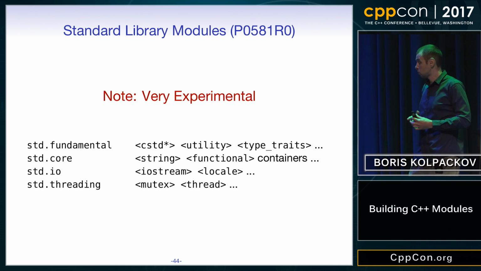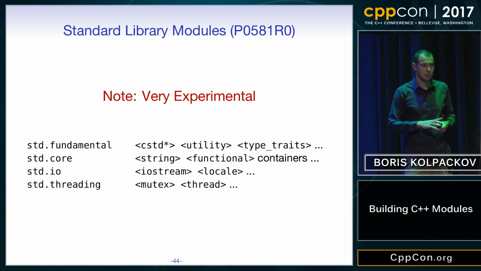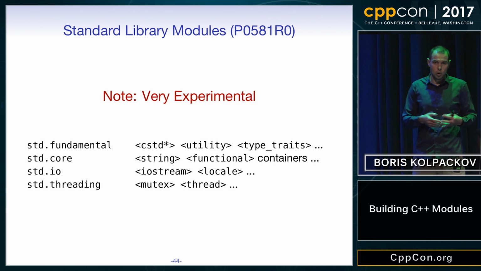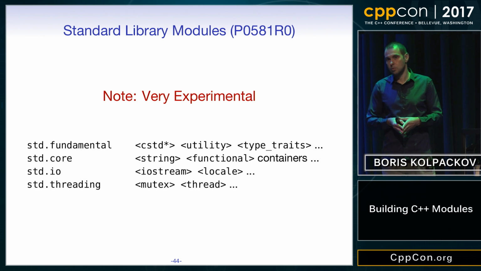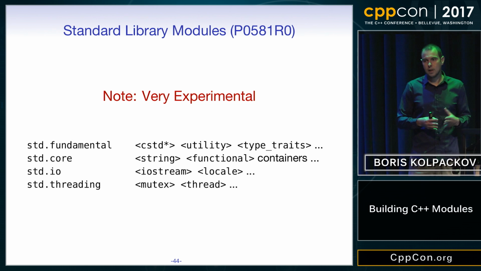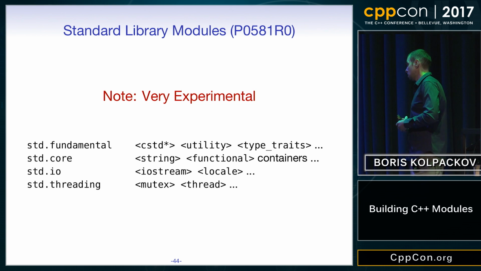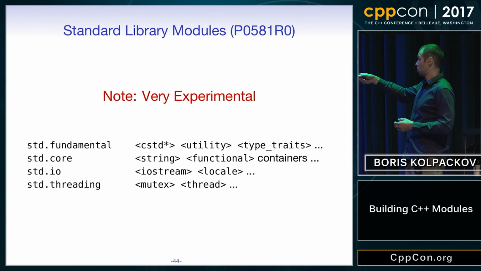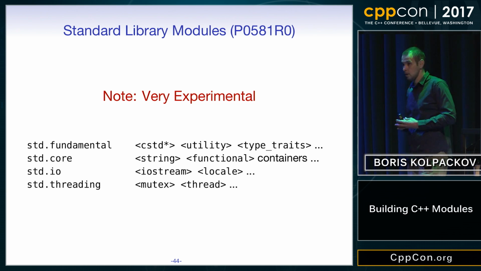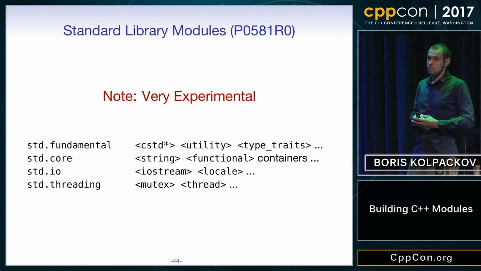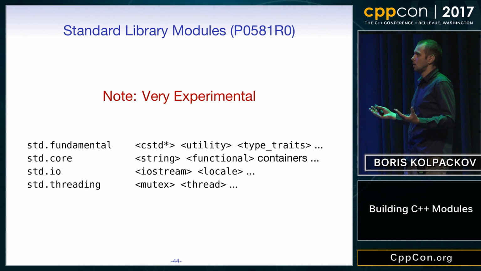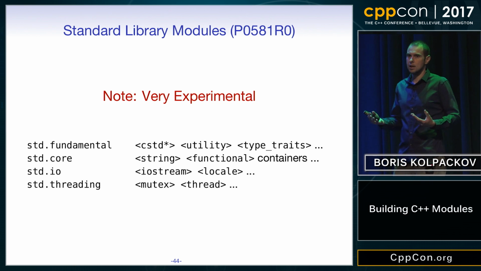We also quickly mentioned the proposal for the standard library modules. Once you get modules in some workable stage, the next natural thing is to modularize the standard library. This is still very early. Even the module names are not finalized. So yesterday I heard a complaint that there is no std module that re-exports everything. And it's 5 lines of code. You can actually write it yourself. You don't even need standard library permission.